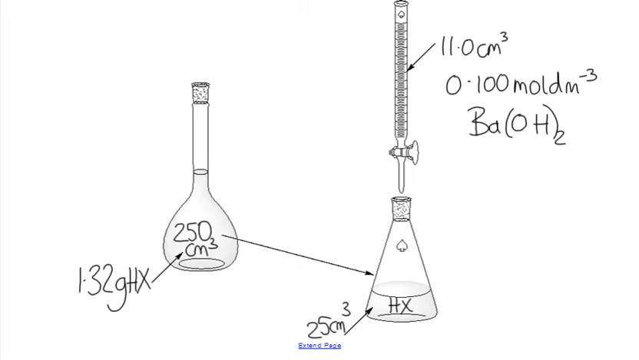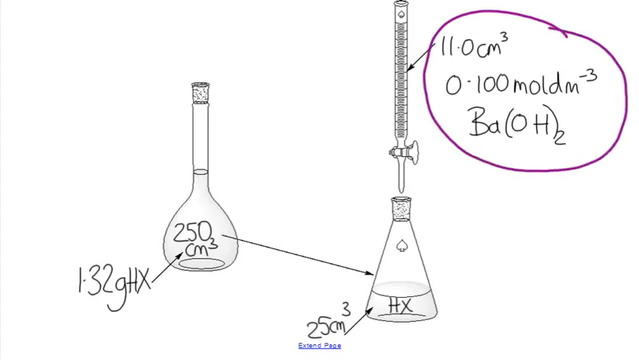So we look at that and we think, where could we start this calculation? If I look at all the information, I have got enough information here to calculate the moles of barium hydroxide. And if I know the moles of barium hydroxide there, then I can calculate the moles of HX down here because they react in the ratio in the chemical equation.